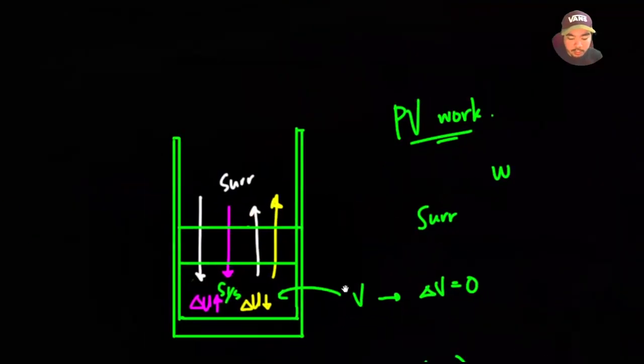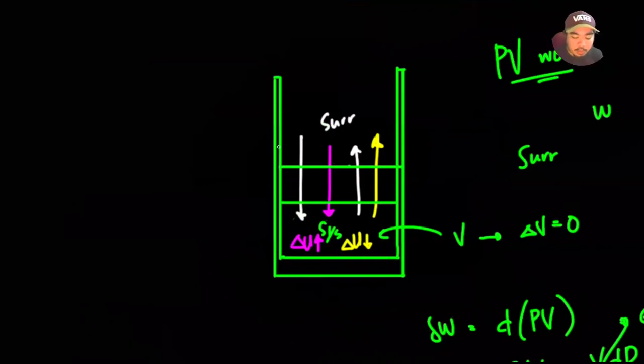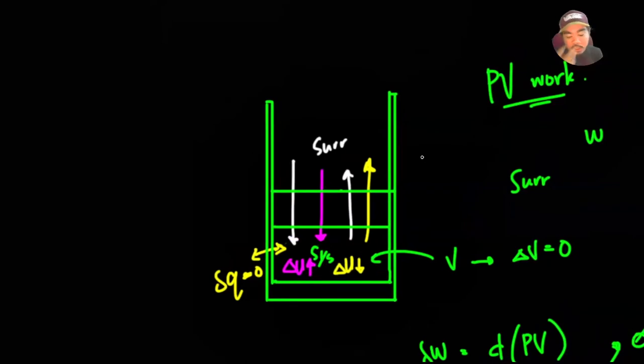So kung babalikan natin itong example natin dito, so we assume that this vessel here is insulated such that wala tayong exchange of Q. So your delta Q is equal to zero. Okay? So no exchange of heat. Therefore, kung wala kang exchange of heat, ang delta U can only vary by negative work amount, since it's Q minus W. So this becomes Q minus W. This is zero. Therefore, magiging negative W lang to.